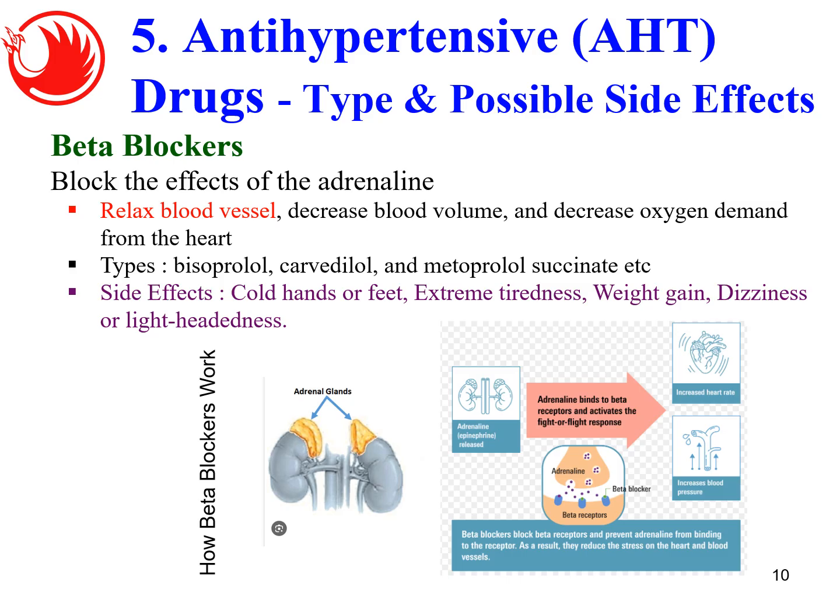So in return, you are able to relax the blood vessel, decrease blood volume, and decrease oxygen demand from the heart. So in this case, it also reduces the blood pressure. It is also linked to the kidney. Am I right? The first medicine, ACE inhibitor, is also related to the working of the kidney. The second one is also related to the kidney. So your kidney is very important for blood pressure regulation. Side effects of this drug include cold hands or feet, extreme tiredness, weight gain, dizziness, or light headache.